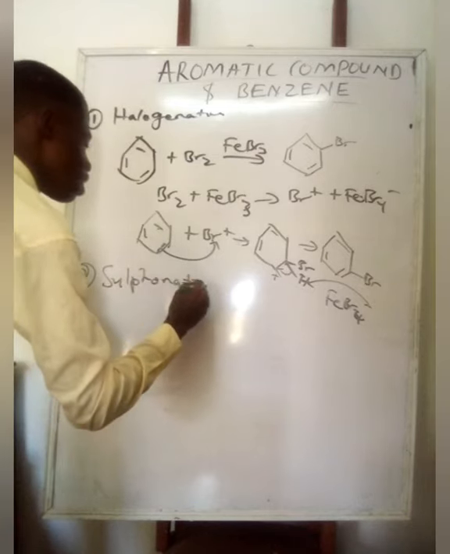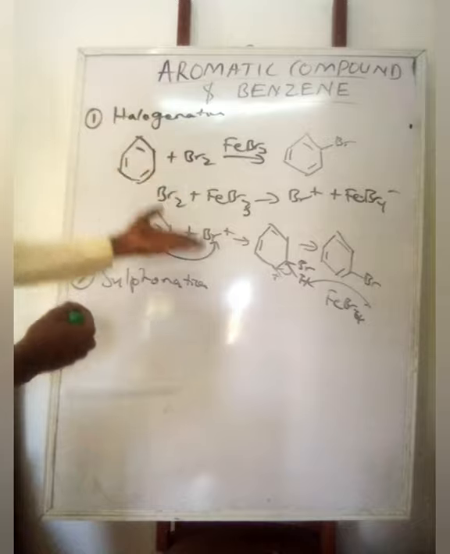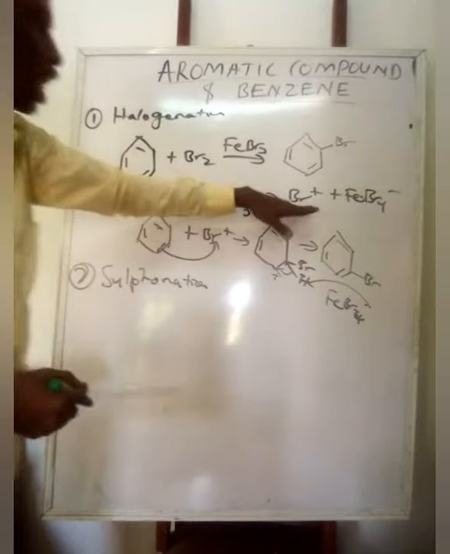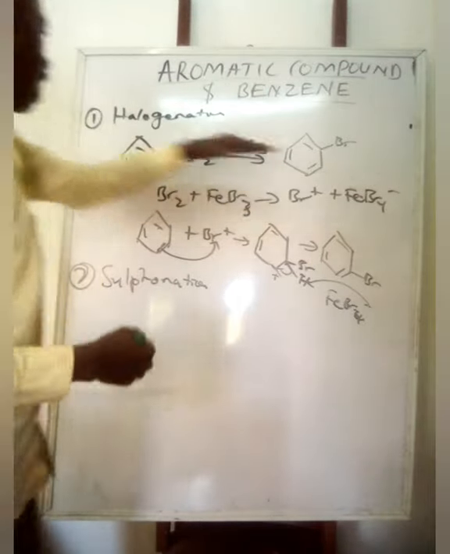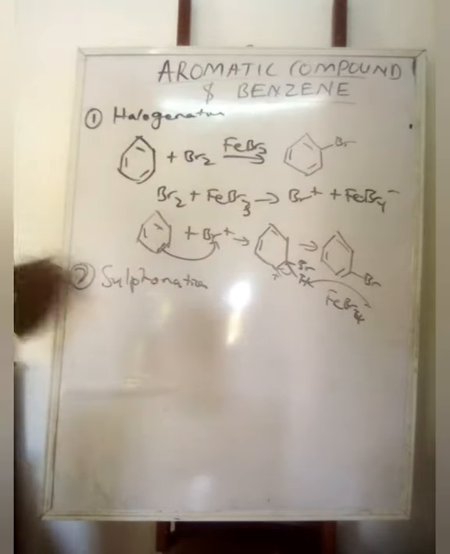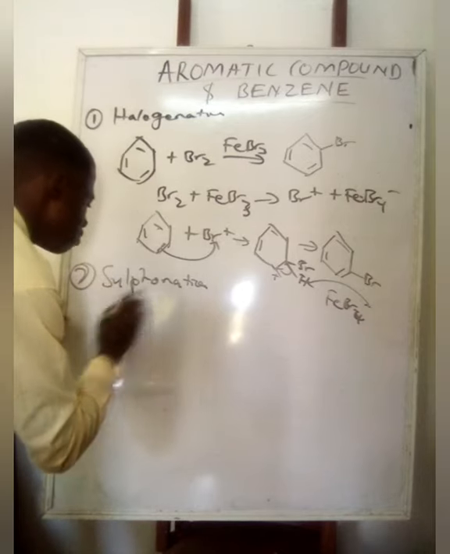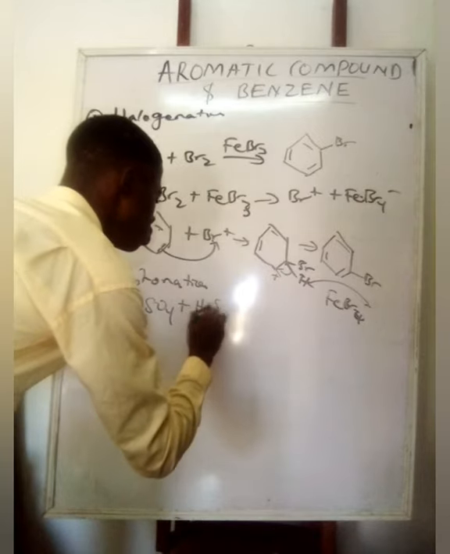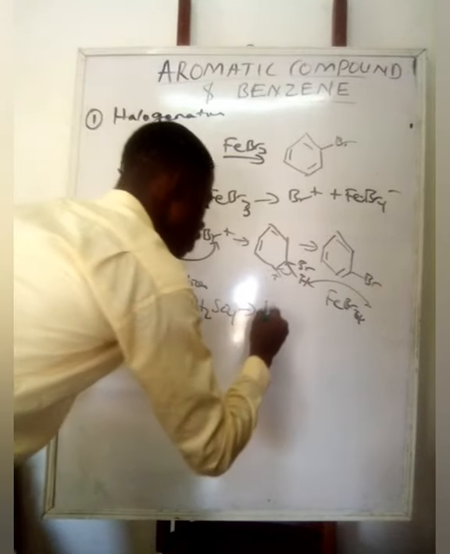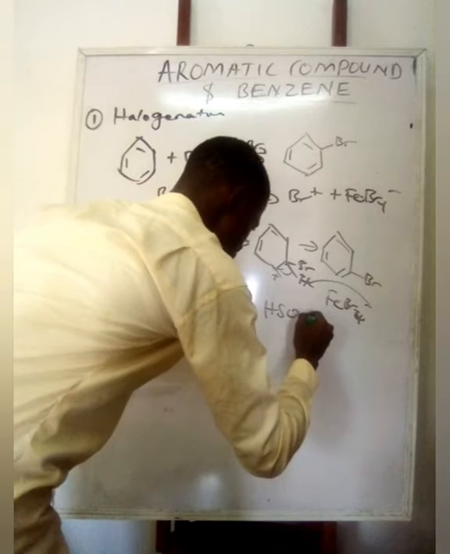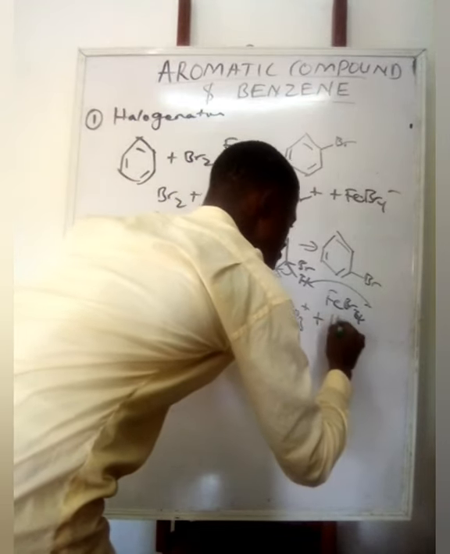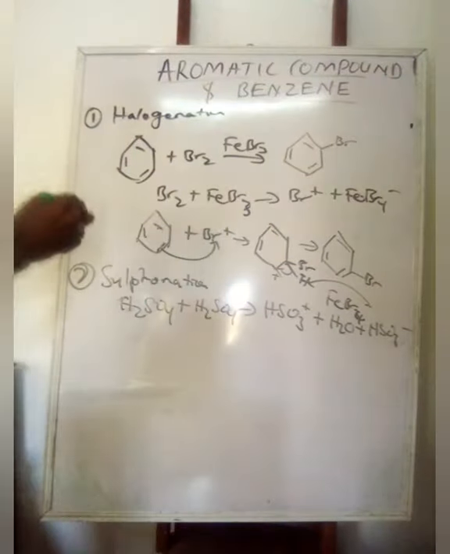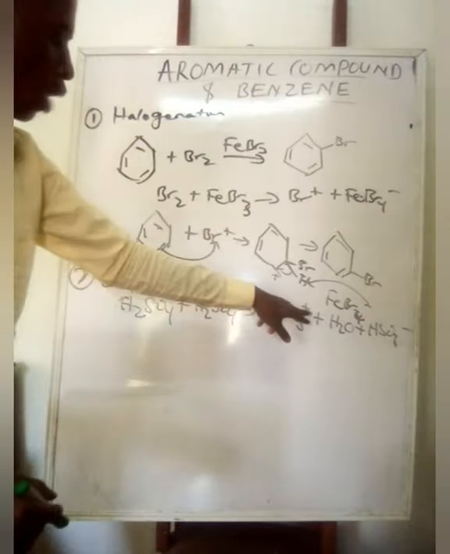Now, I'm not going to show you the mechanism again, this is the method. But I'll be showing you how the electrophile and the nucleophile are formed, and I'll be giving you the equation directly. So if you're having H2SO4 plus H2SO4, you're having HSO3+ and H3O+ plus HSO3 minus. So from this reaction, these are the electrophile and these are the nucleophile.